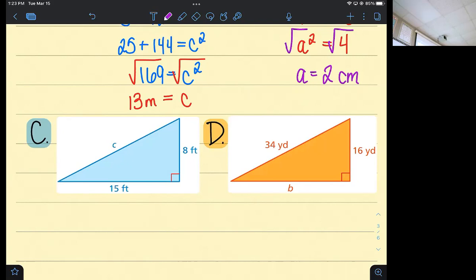Don't forget to label. These are just side lengths, so we're not doing meters squared or anything like that. These are just side lengths, so you're just labeling with whatever units they're giving you.